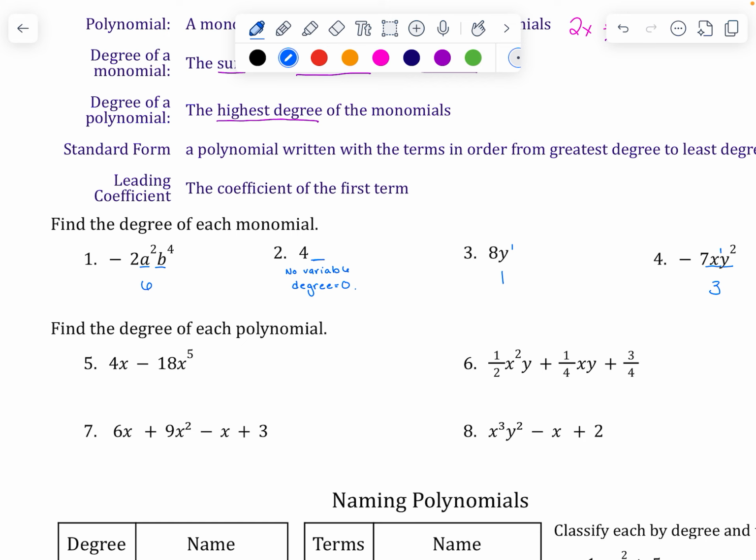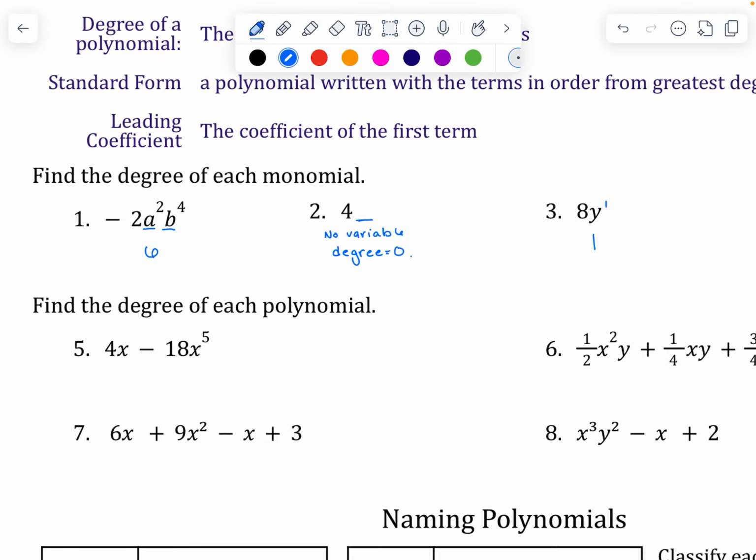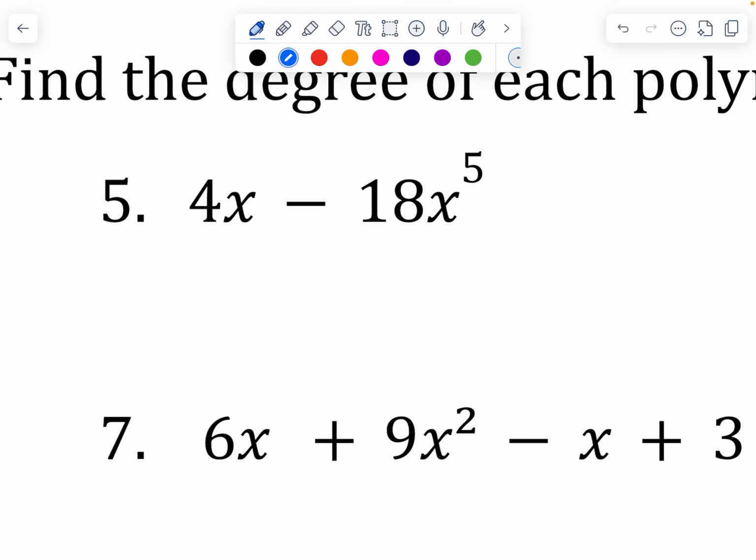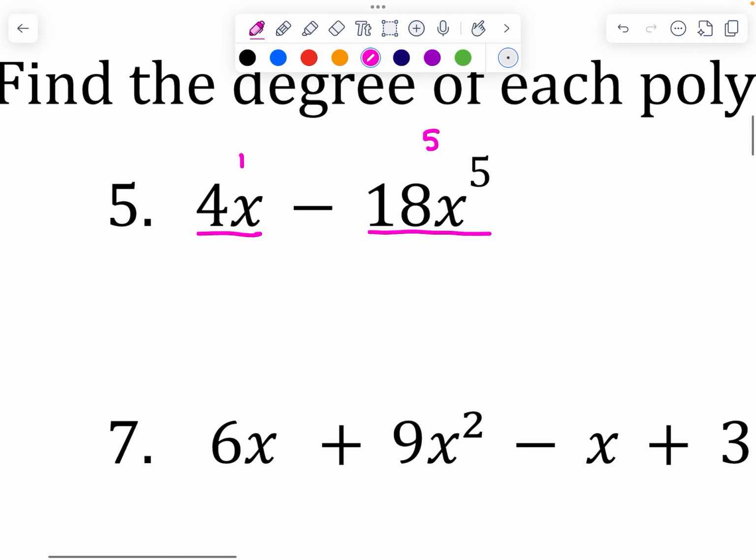So now to find the degree of the polynomial, all we're going to do is take the highest degree of all the monomials that we have in that polynomial. So looking here, this 4x would just have a degree of 1. 18x has a degree of 5. So our polynomial is going to have a degree of 5. So we just take the bigger of the two.